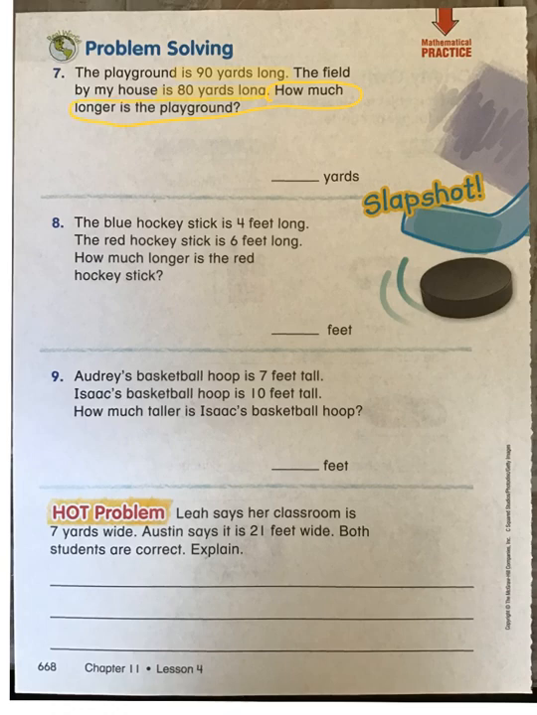Okay, so the playground is 90 yards, so we'll start there. We need to find the difference between the two. The field is 80. We're finding the difference. That means we're subtracting. So the playground is 10 yards longer. Okay, you see how I did that? All right, let's do number 8.